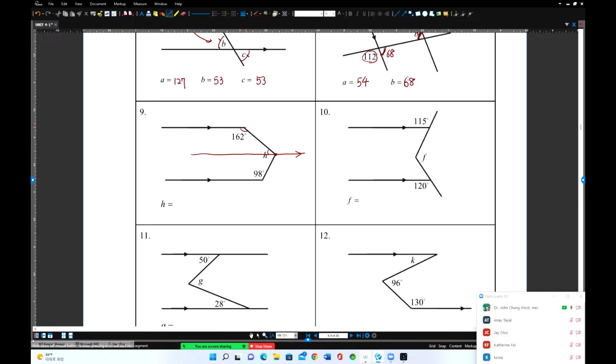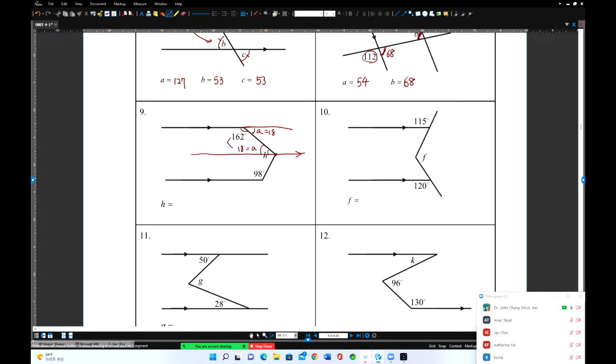Or you can extend this line. If this is A, this is also A, right? Alternate interior angles. So A plus 160 is 180 because they are supplementary angles, okay? So 180 minus 162, A is 18. Yeah, this is also 18. Also, you can add these numbers to 180, right? The sum of the angles on the same side is always 180. Okay, you can use either of these.